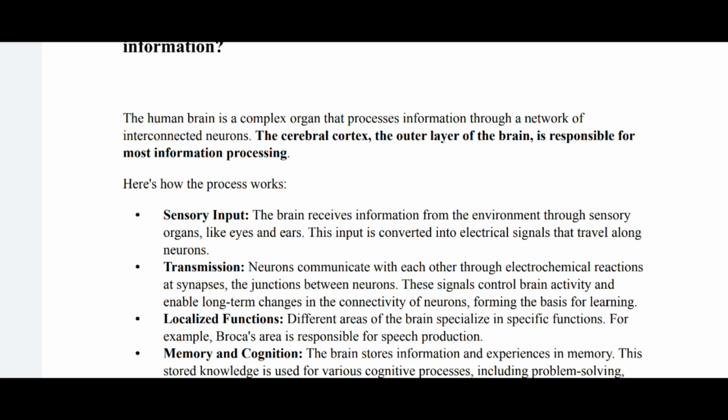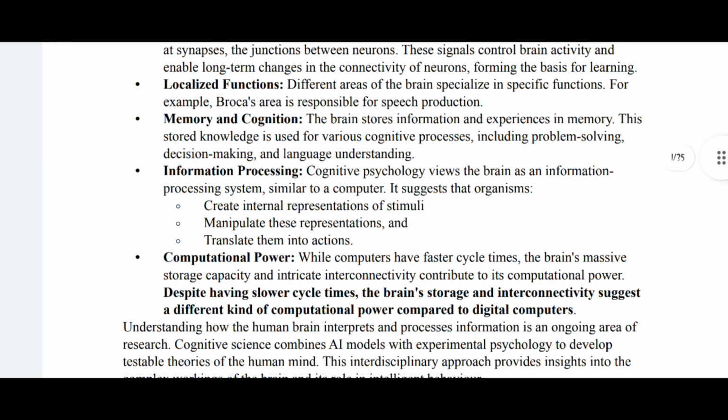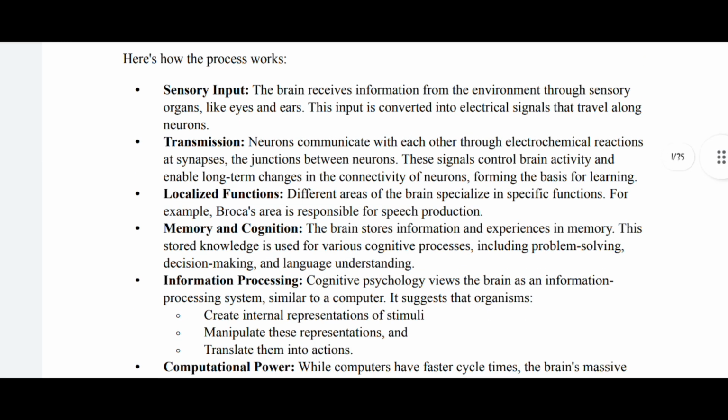Here is how the process works. There are points we have to elaborate: sensory input and transmission, localized functions, memory and cognition, information processing and computational power. We have to understand the concept rather than go line by line. Sensory input means the sensor is giving the input, the information from the environment.